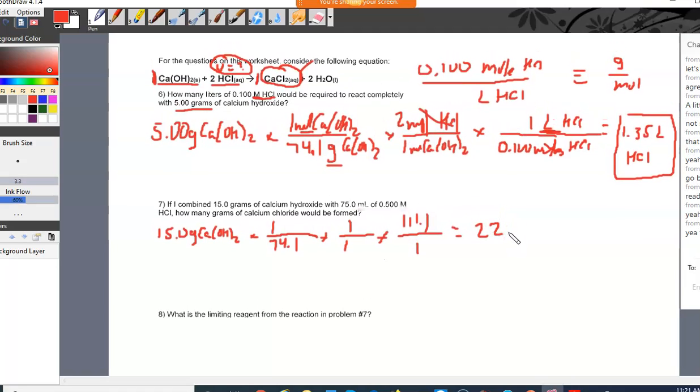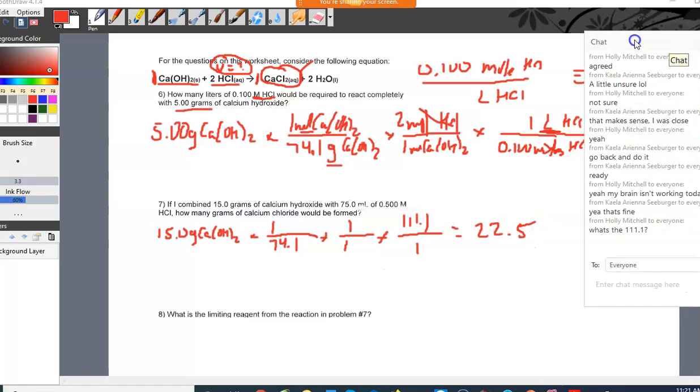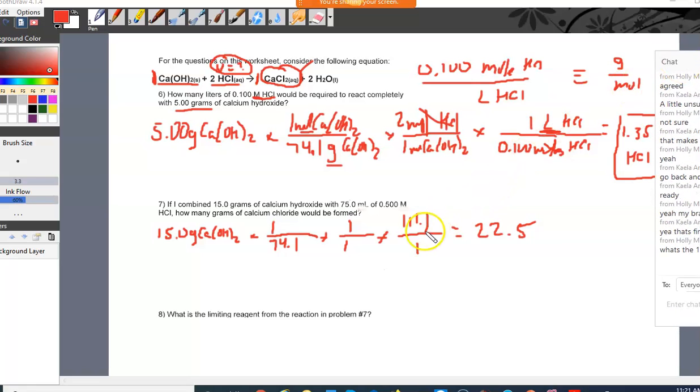Okay, good. So 22.5. What's the 111? That's the molecular weight of calcium chloride. This is grams of calcium chloride. Moles of calcium chloride. It's this thing. Because our problem is saying if I start with 15 grams of this, how much of this will it produce? If I start with the 75 mils, how much of this am I going to produce? Right, the calcium chloride. Did I do it right, or did you guys get something different?